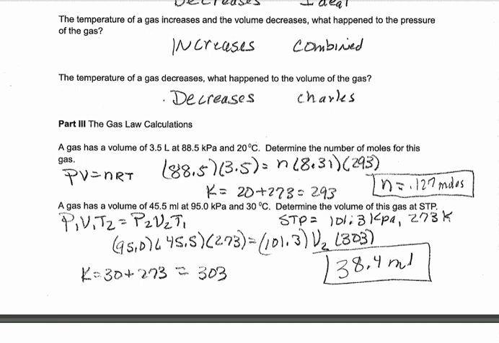Next, the temperature of a gas decreases. What happens to the volume of the gas? Well, if everything else remains constant, the molecules are moving slower, therefore the volume will get smaller. It decreases, and that's Charles' law.